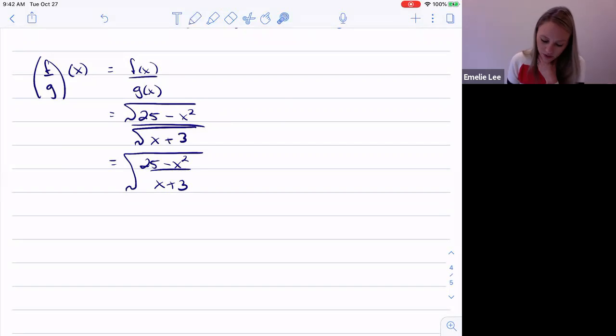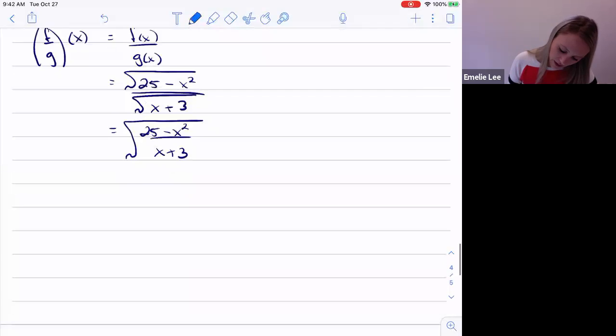You could factor out the 25 minus x squared, right? It's a square minus a square, but I'm just going to leave it. But here's my new function, also looks way different than the original two functions.